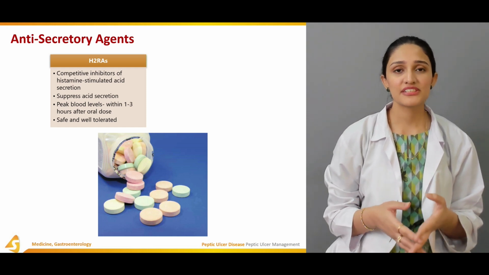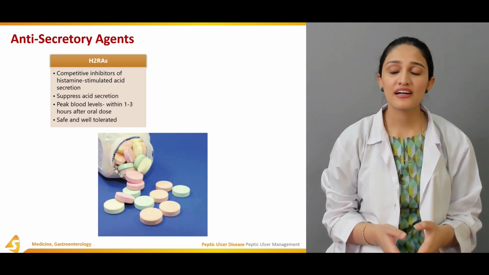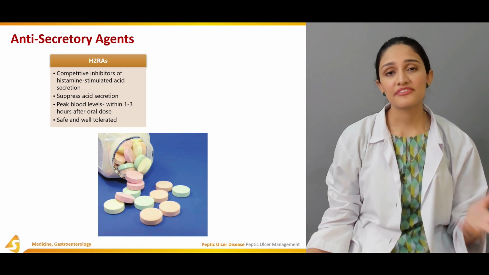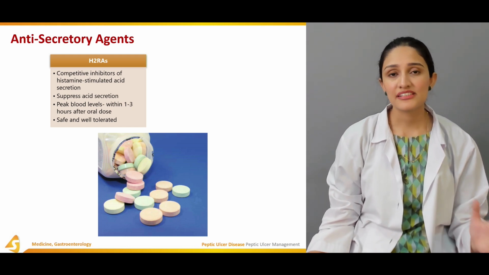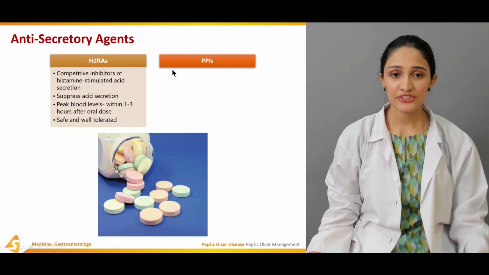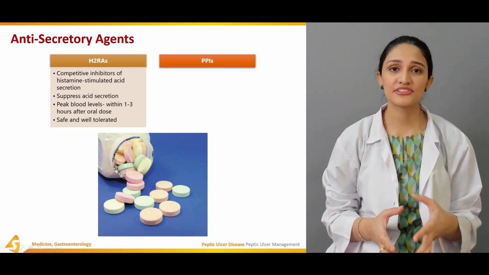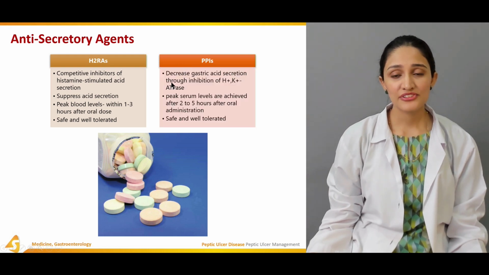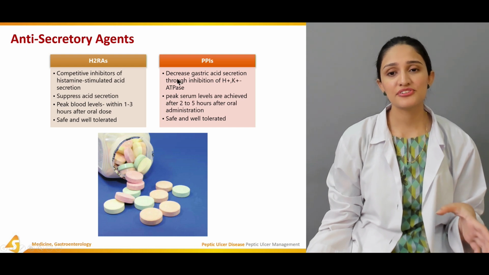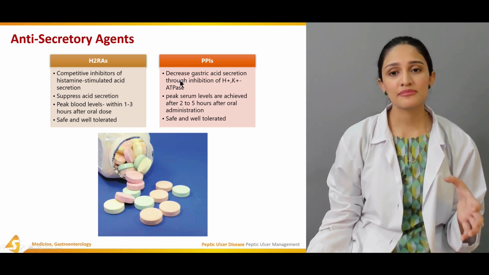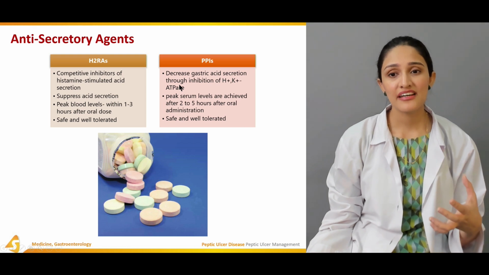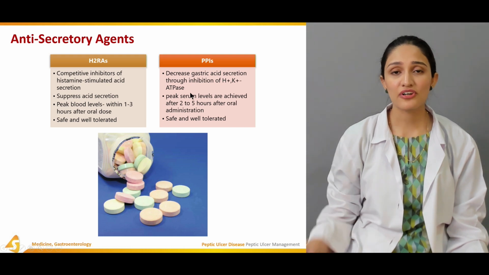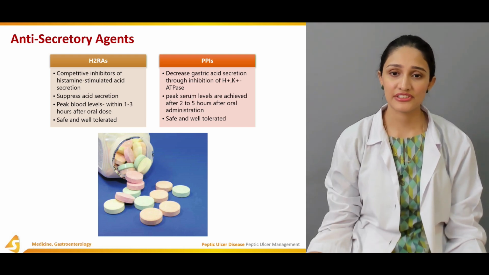If we talk about the adverse effects of cimetidine, it's usually gynecomastia or impotence. And the side effect of ranitidine could be encephalopathy. So the second type of anti-secretory agents that is very popular these days is the proton pump inhibitors. These proton pump inhibitors usually decrease the gastric acid secretion by inhibiting the hydrogen and potassium ATPase. So this causes a decrease in the gastric acid secretion.